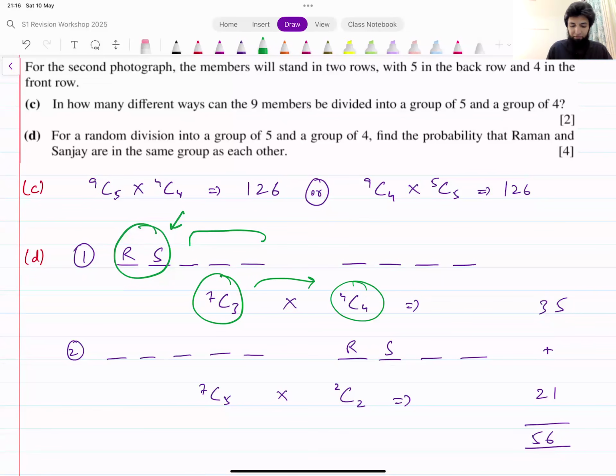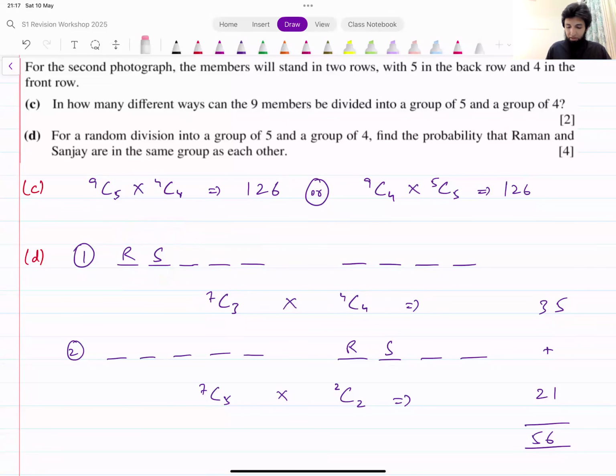That gives us 35. If Raman and Sanjay are in the second group, what about this now? We've got 2 places left in this group and 5 places here. We could say out of the remaining 7 people, apart from Raman and Sanjay, we've got 7C5 here. And then 2 people left, that's 2C2. And that gives us the result, that's 21.